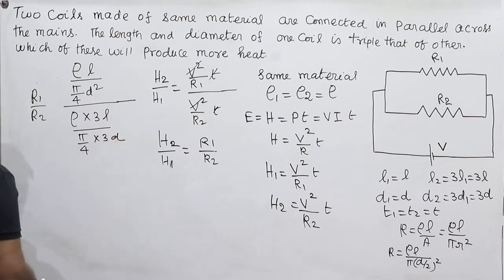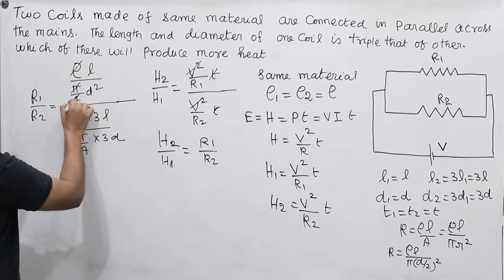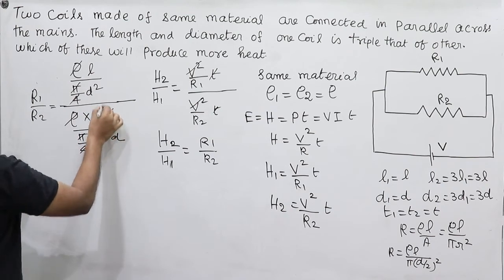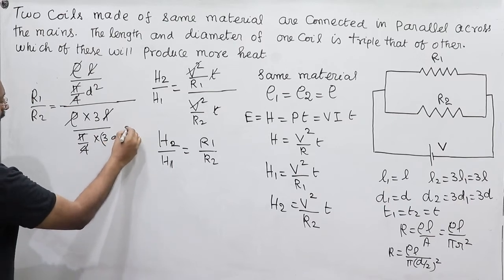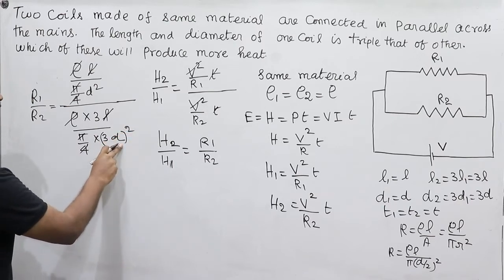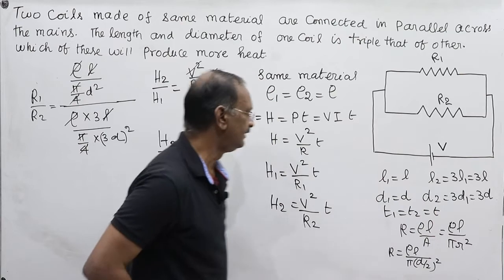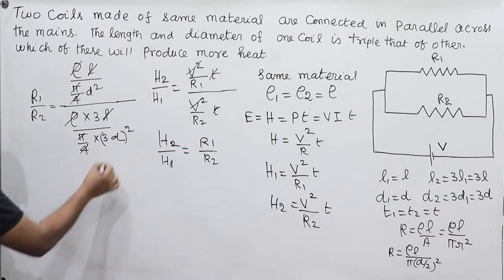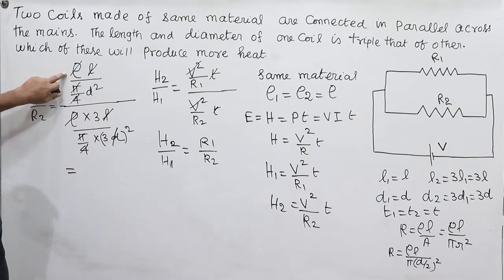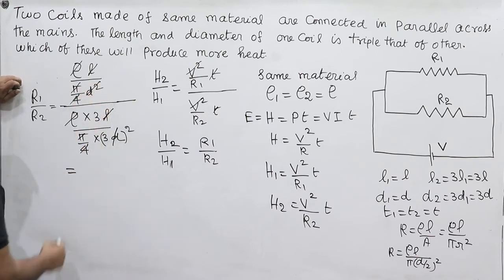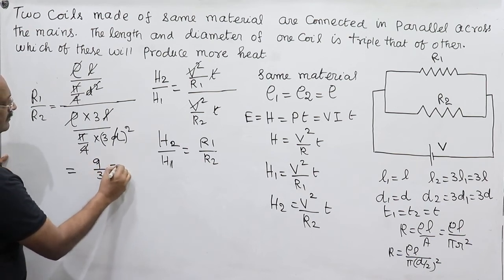3 times D. So we can cancel the common terms. These and these get cancelled, these two get cancelled. Pi by 4 d square, D2 square, D2 is equal to 3 times d. So this also we can cancel, which becomes rho L. This is what is left out. This d and this d can be cancelled. This 9 will go, 9 by 3 is equal to 3.